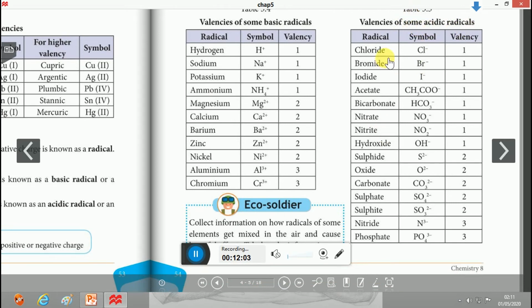Valencies of some acidic radicals: chloride, bromide, iodide, acetate, bicarbonate, you can say hydrogen carbonate also, nitrate NO3 minus, valency 1; nitrite NO2 minus, valency 1; hydroxide OH minus; sulfide S minus 2; oxide O minus 2, valency 2; carbonate CO3 minus 2, valency 2; sulfate, sulfite, nitride, phosphate.